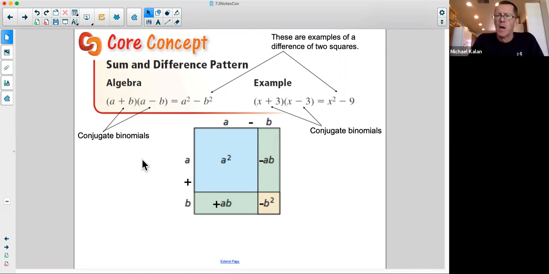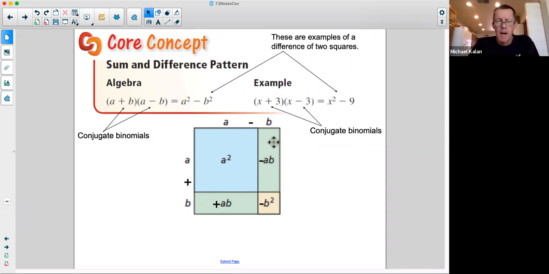of the lesson. Now notice we are not multiplying the same binomial times itself. We're multiplying again what we call conjugate binomials. Conjugate binomials again, first term's the same. Notice the a and the a, x and x. But the last terms are opposites of each other. Positive b, negative b. Positive 3, negative 3.